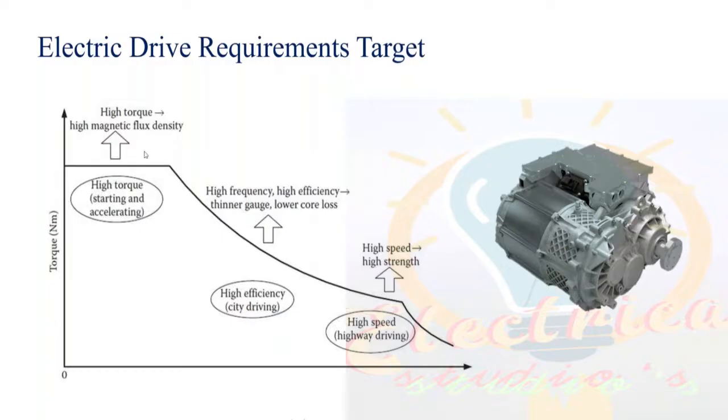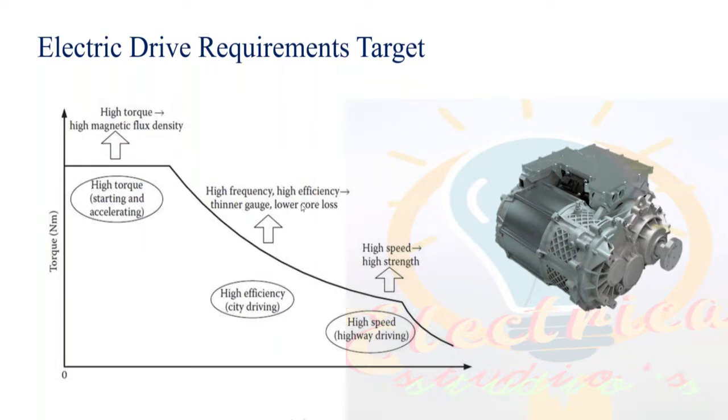And the second part: once my vehicle has accelerated, imagine your vehicle is now in constant speed driving. Once the base speed is crossed by the motor, what I expect from the motor is high efficiency. To get high efficiency, I need to avoid the losses inside the motor. I need to avoid the core losses, and all the eddy current losses inside my motor, right?